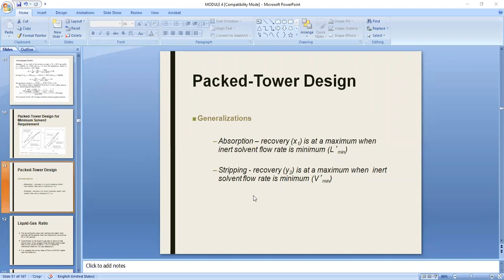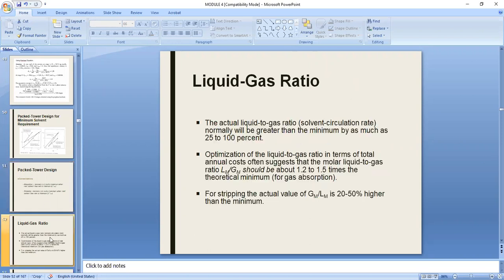The same is true for stripping. So your recovery Y2 is a maximum when the inert solvent flow rate is minimum, represented by V prime minimum. The actual liquid to gas ratio, which we call the solvent circulation rate, normally will be greater than the minimum by as much as 20 to 100%. So optimization of the liquid to gas ratio in terms of total annual cost often suggests that the molar liquid to gas ratio, L sub M over G sub M, should be about 1.2 to 1.5 times the theoretical minimum.